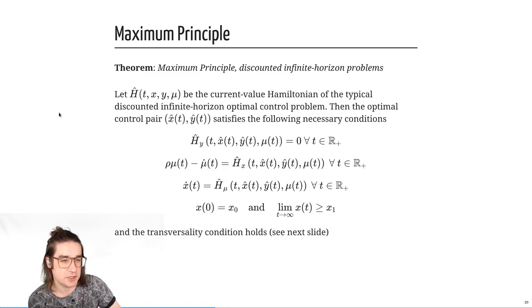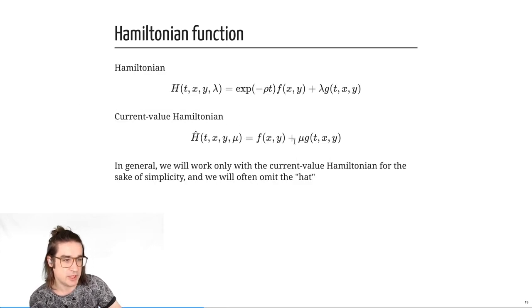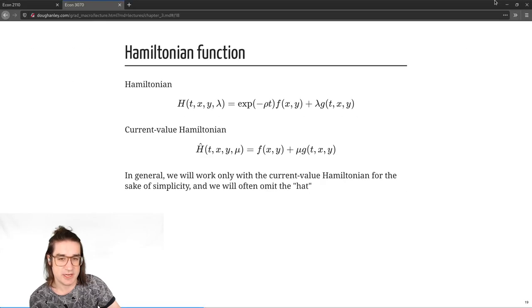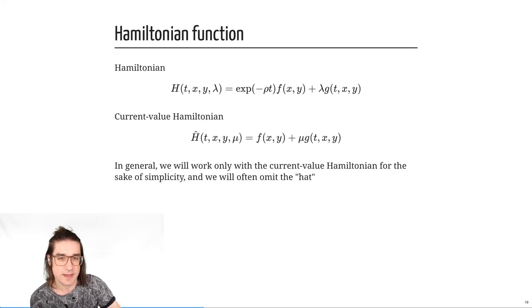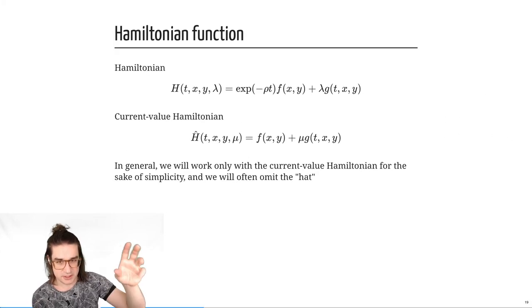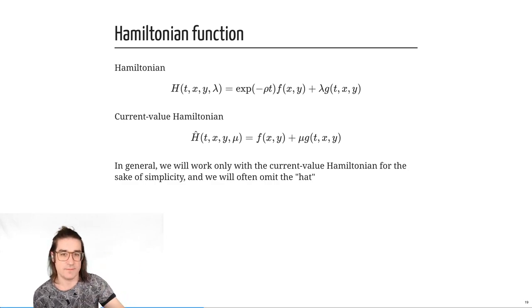The basic idea of the Hamiltonian is you have your objective, and then you have mu, which encodes how the changes in X, your state variable, should be valued. And then G just gives you how they actually change. So mu times G gives you how the present value of the future is changing over time. Okay, so it's like Lagrange.